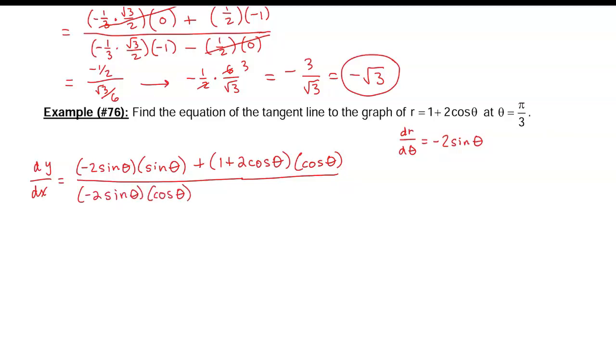Remember to subtract next. 1 plus 2 cosine theta, that's your r, multiply by sine theta. You could choose to try to simplify this, or you can go ahead and evaluate right now.